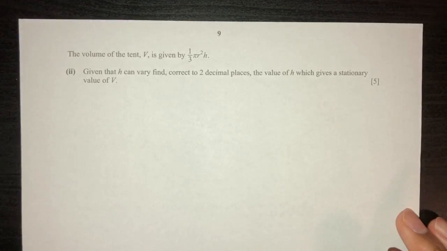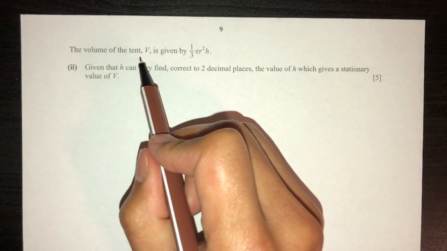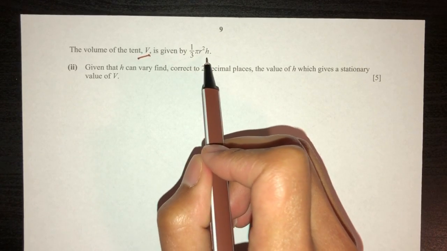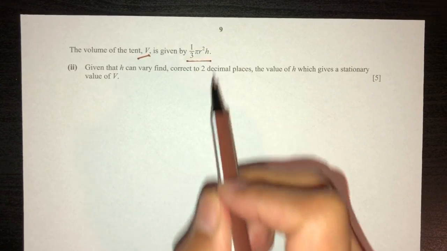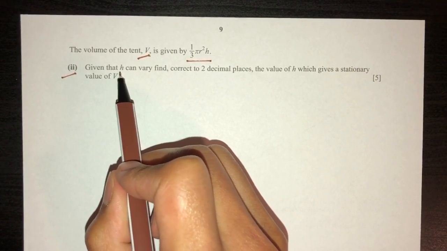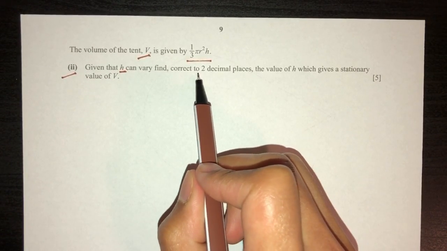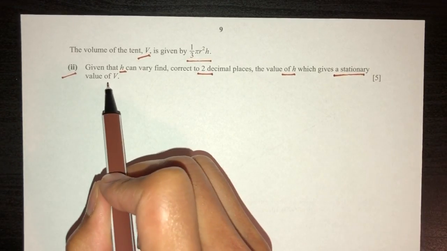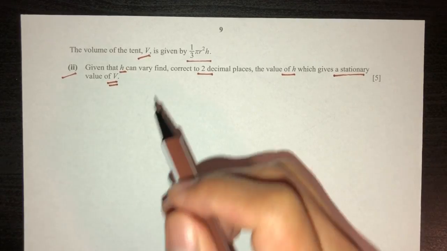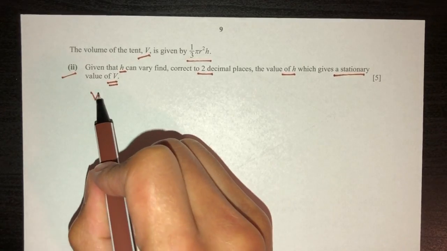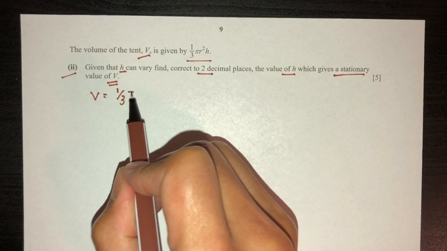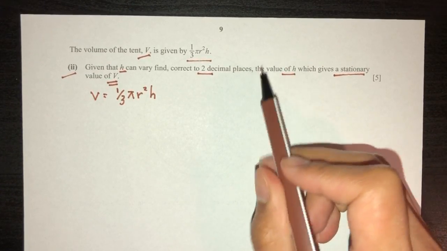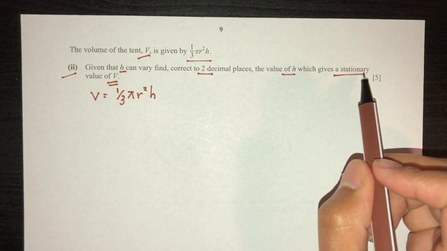Now let's move on to part 2. The volume of a tent V is given by this equation. This is the equation for the volume of a cone, 1/3 pi r square h. Now part 1, given that h can vary, find, correct to 2 decimal place, the value of h, which gives a stationary value of v. So we know that v is the volume given to you by 1/3 pi r square h. Now we have to find the value of h for which it gives you a stationary value of v.